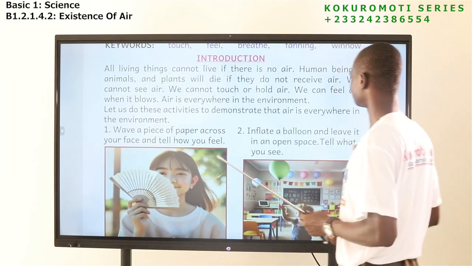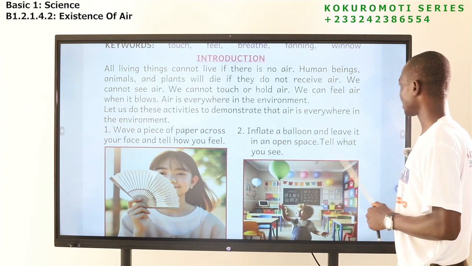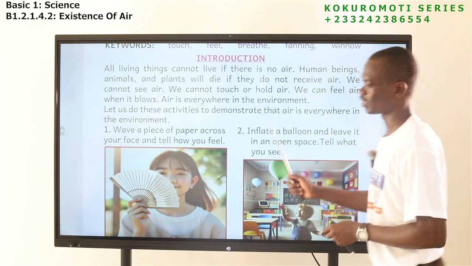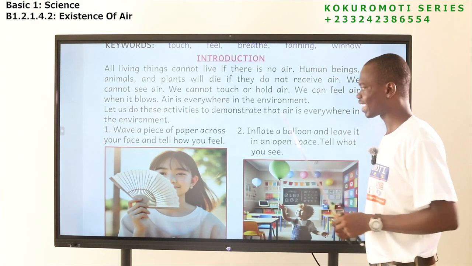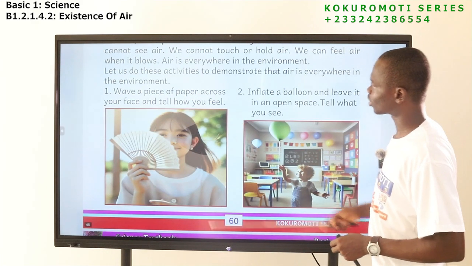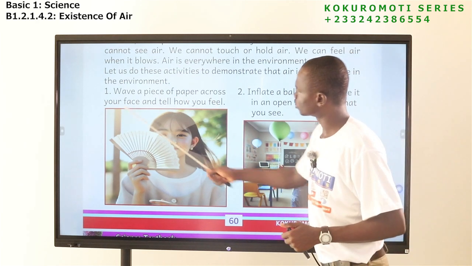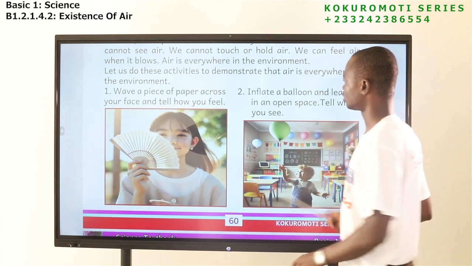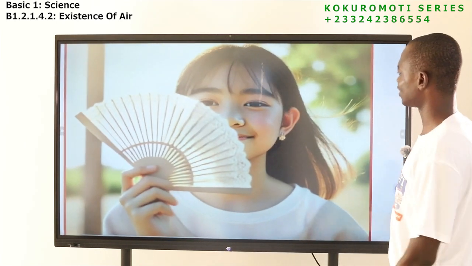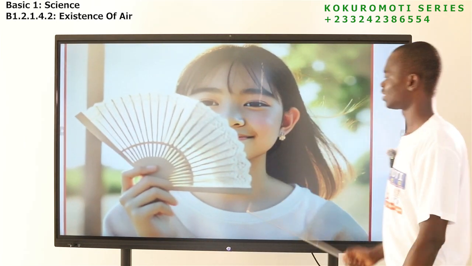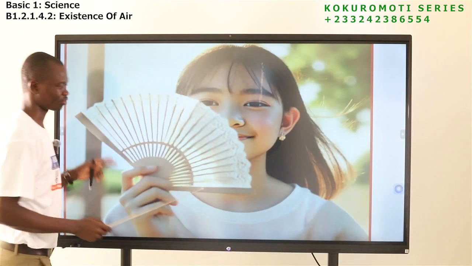Now let's continue. Let us do these activities to demonstrate that air is everywhere in the environment. So we are going to do an activity to show that air is everywhere in the environment. Now, the first one: wave a piece of paper across your face and tell how you feel. So please, let's look at this beautiful girl. What do you think she's doing? She has something here and she's what? Waving it. So this is an example of fanning.